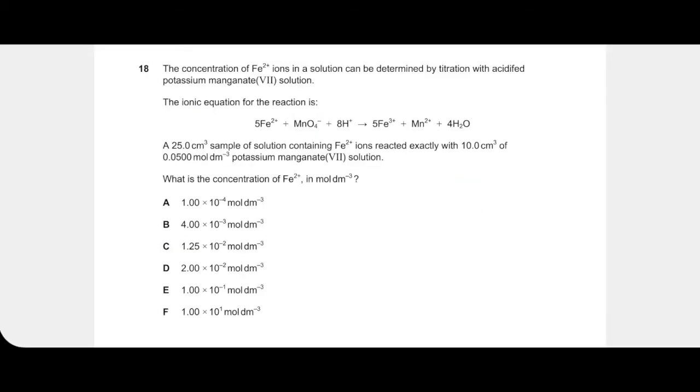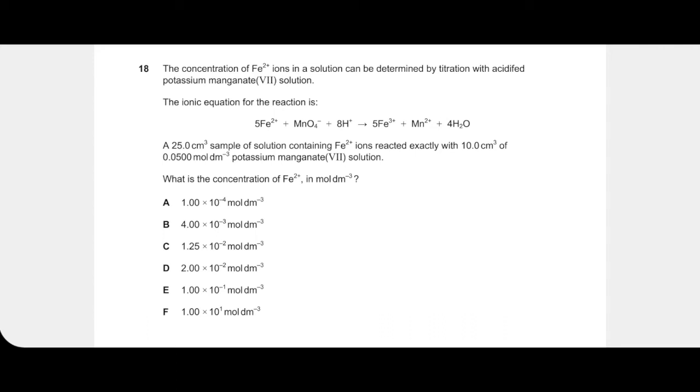And that is question number 17 completed. Question number 18. The concentration of Fe2+ ions in a solution can be determined by titration with acidified potassium manganate(VII) solution. The ionic equation for the reaction is as displayed. A 25 cm³ sample of solution containing Fe2+ ions reacts exactly with 10 cm³ of 0.05 mol per dm³ potassium manganate(VII) solution. What is the concentration of Fe2+ ions in moles per dm³?